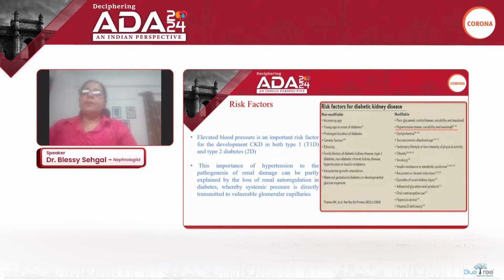Out of all of these, hypertension is the most important risk factor for development of CKD in both type 1 and type 2 diabetes. Why is this important? Because diabetics lose renal autoregulation. In normal people, there is renal autoregulation, so even when the systemic blood pressure is high, it is not transmitted to the kidney. But in diabetic patients, this autoregulation is lost, so any rise in blood pressure is directly transmitted to the kidney and damages the glomerular capillaries, leading to more fibrosis and progression of renal failure.